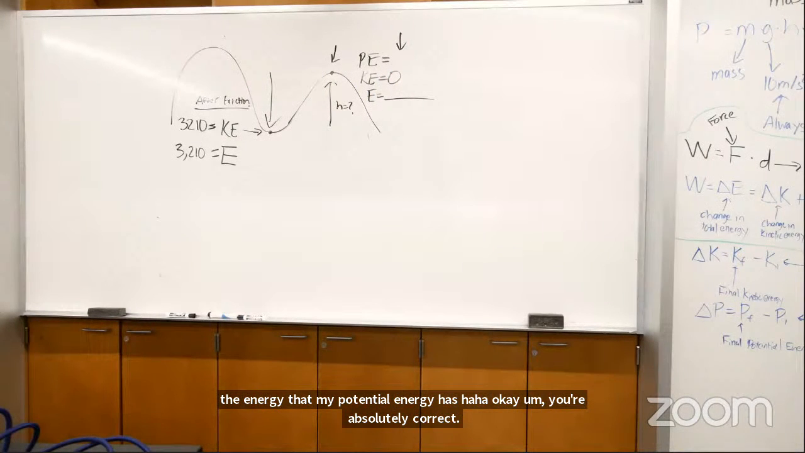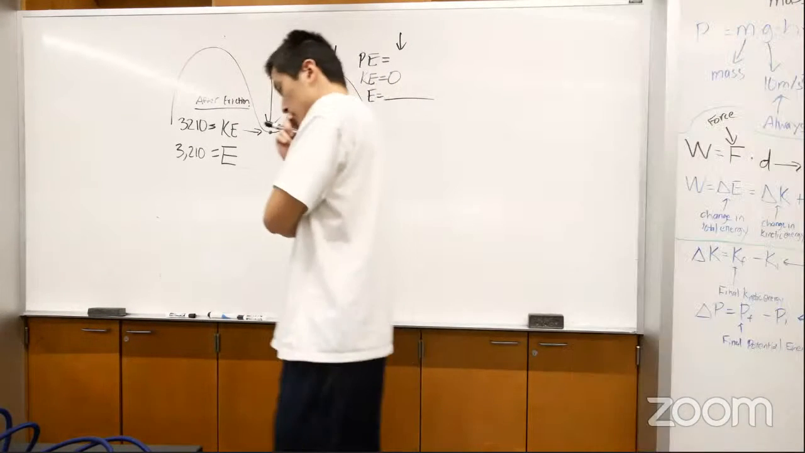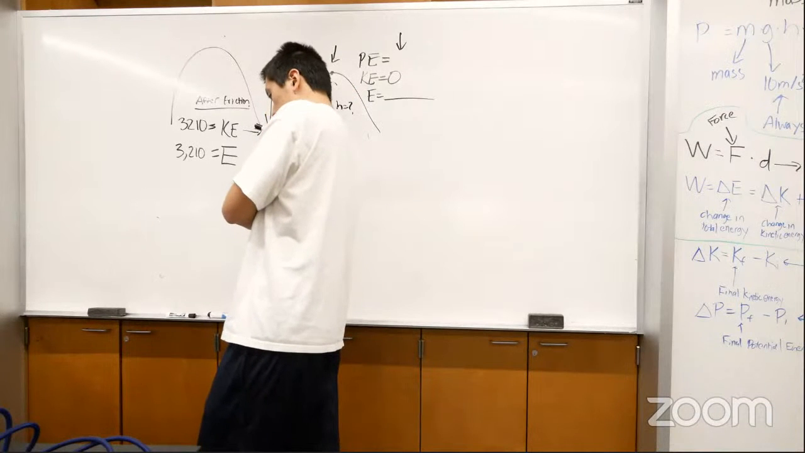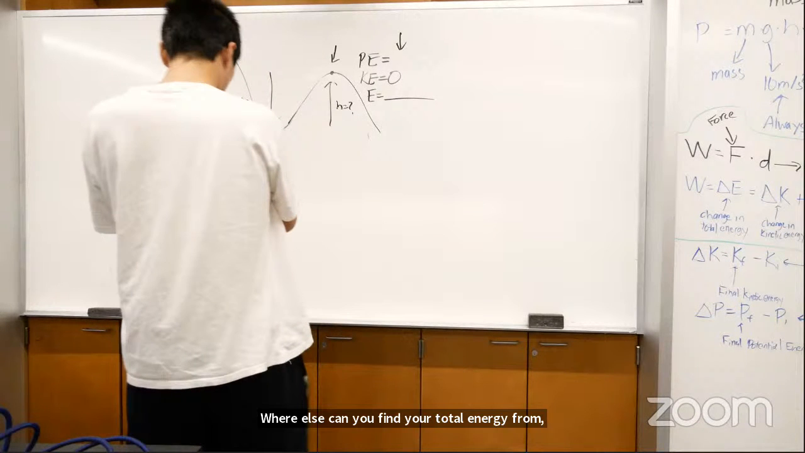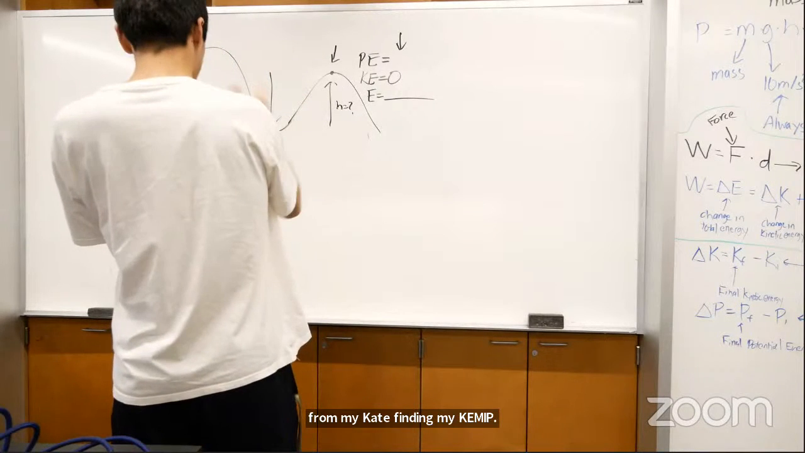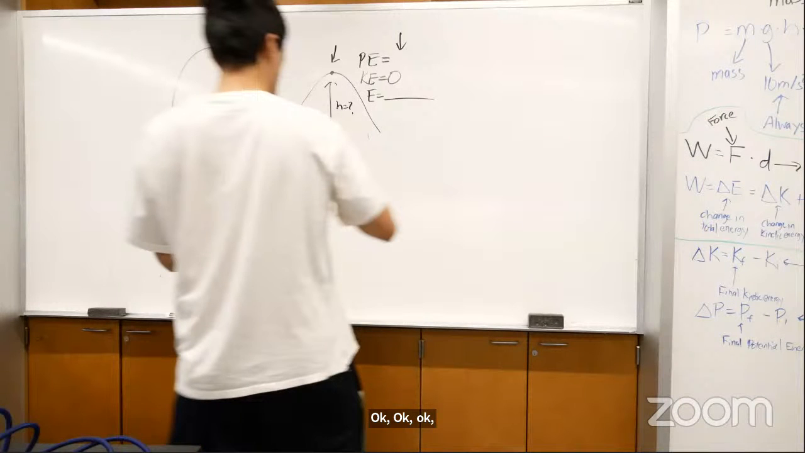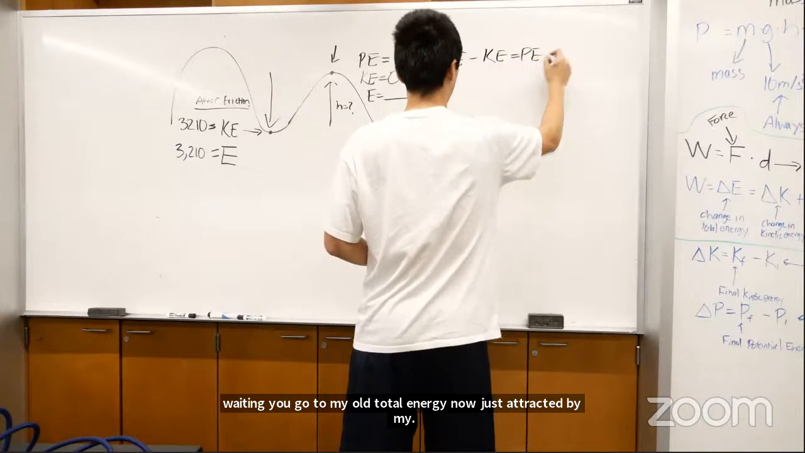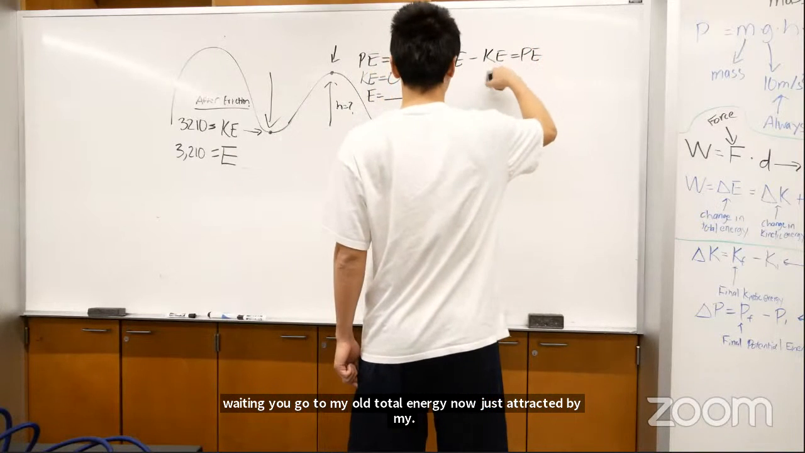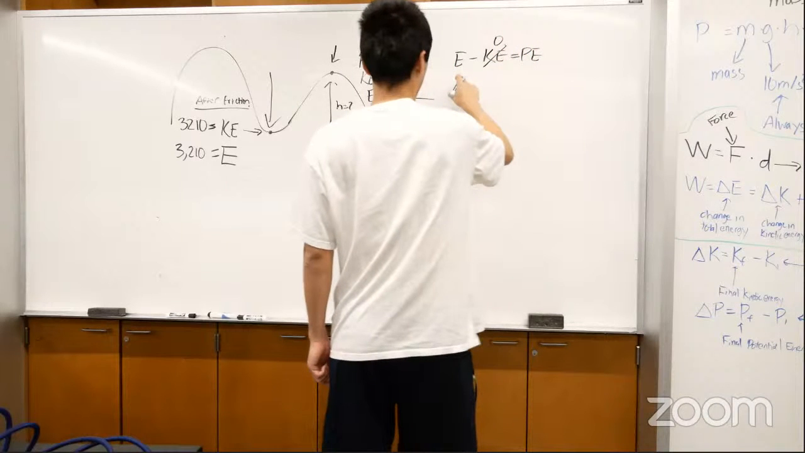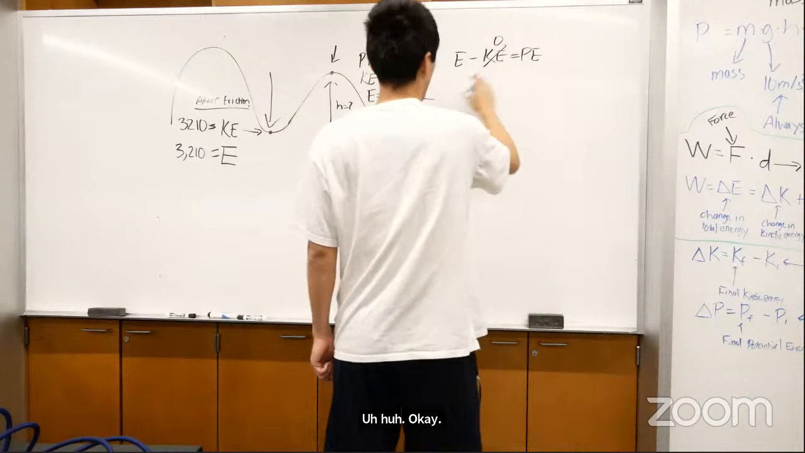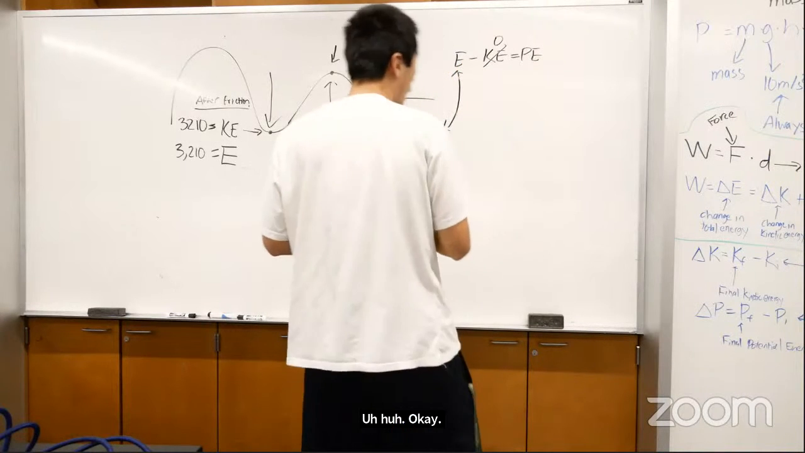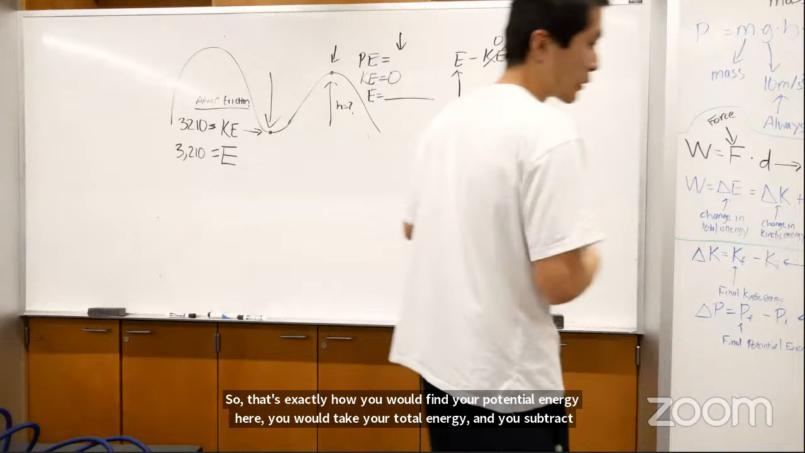Oh, wait, I go to my old total energy now, which is subtracted by my kinetic energy now, and now I have my potential energy, right? Okay. So that's exactly how you would find your potential energy here. You would take your total energy, subtract your kinetic energy, and get your potential energy. You're 100% correct. And we know that our kinetic energy is 0. So as you're saying, our total energy is equal to our potential energy. The problem is right now on our board, we don't know our total energy. But we can figure this out without actually having to do any math.